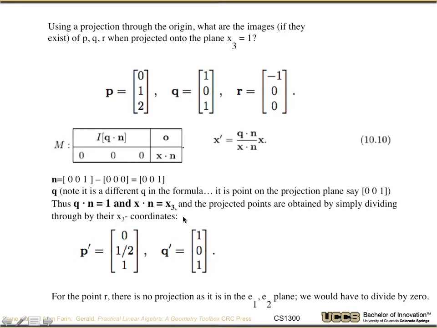And projection is really just dividing these by the third component. So we get 0, 1 half, 1. Right? We divide it by 2. In this one, we get 1, 0, 1. We divide it by 1, nothing changed. For r, we'd want to divide by 0. Not a very good thing. Can't divide by 0, it gives us a point off at infinity, so we can't really solve for r. It's a point off at infinity.